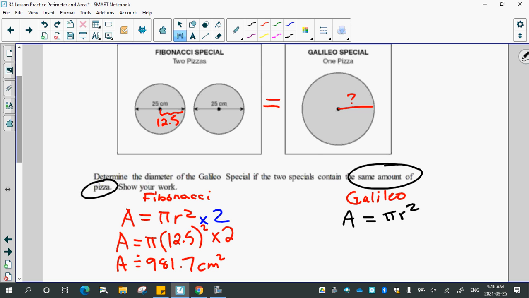So the area, do we know the area of this big pizza here? Yes, what is it? 981.7? Everyone good? It's the same as the area of those two pizzas. So if I look at this as an equation, what's the only thing I don't know in this equation? Radius, good. So if I want to get radius by itself, what would be the first thing I would do to both sides? Got a choice between two. Vanessa. Divide by pi. Good. Reverse order when you're solving an equation.